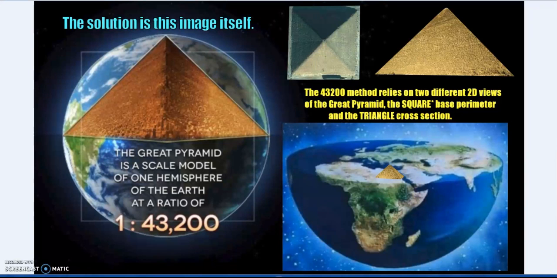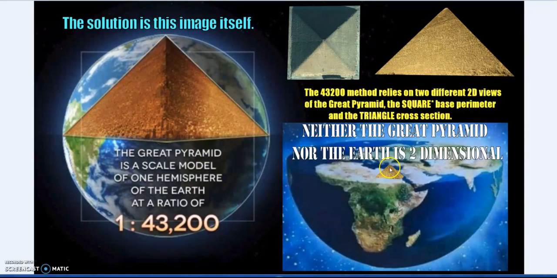But the solution to this problem is in the image itself, because this shows a pyramid as it is. It's a 3D object. We're standing at the corner of a pyramid. So this image itself actually gives you the solution. So neither the Great Pyramid nor the globe, the Earth, is two-dimensional.